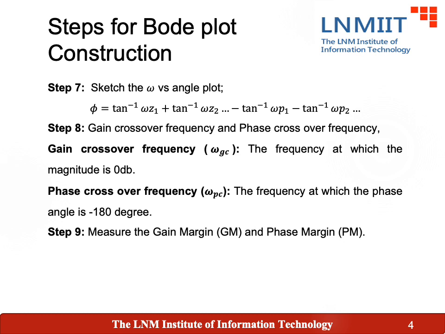After that, in step 8, we will check for two quantities. These are the two main quantities which actually provide you the stability of your system. One is the gain crossover frequency and the other is the phase crossover frequency. With the help of gain crossover frequency and phase crossover frequency, we will find out the value of gain margin and the phase margin.